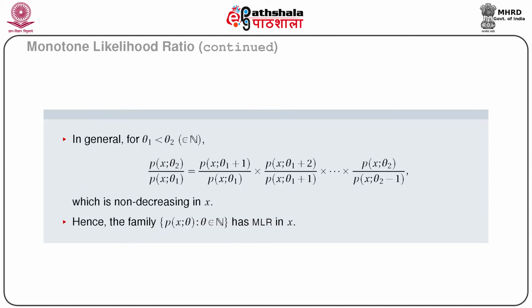We can use the above to provide the following general version. Let us take any theta 1 less than theta 2. Then p_X(theta 2) by p_X(theta 1) is equal to p_X(theta 1 plus 1) divided by p_X(theta 1) into p_X(theta 1 plus 2) divided by p_X(theta 1 plus 1) into and so on, up to p_X(theta 2) divided by p_X(theta 2 minus 1). This product is increasing in x. Hence, the family of hypergeometric distribution has MLR in T(x) equals x.